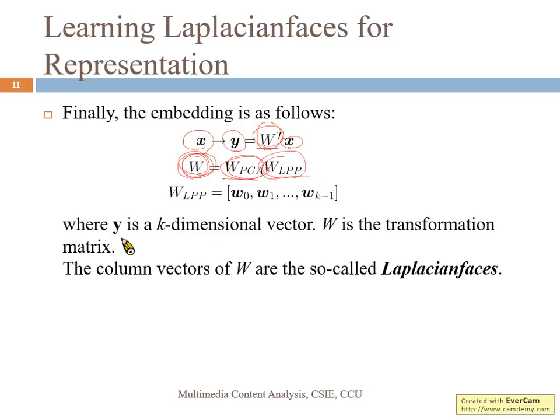Y is a k-dimensional vector that is a projected sample point, and W is the transformation matrix. The column vectors of W are the so-called Laplacianfaces. Why is it called Laplacianfaces? Because in solving the optimization problem, there is a Laplacian matrix in the middle of the objective function.